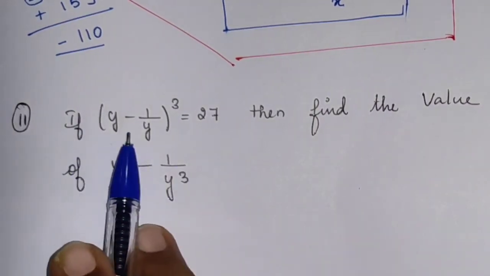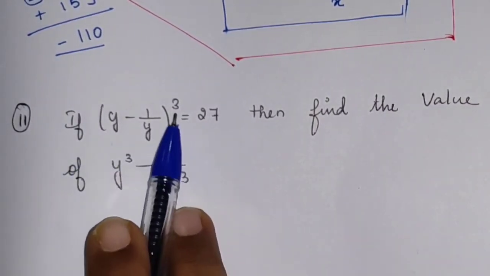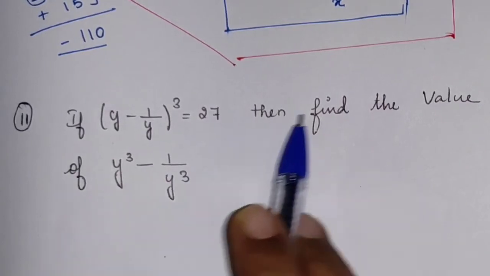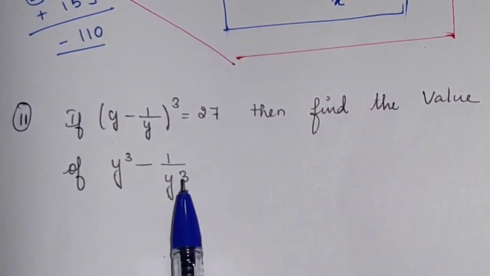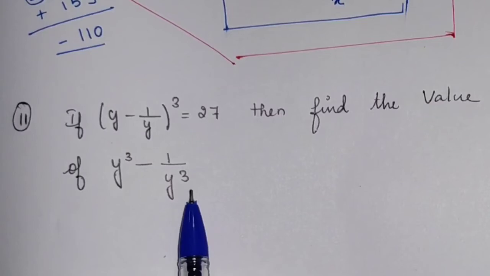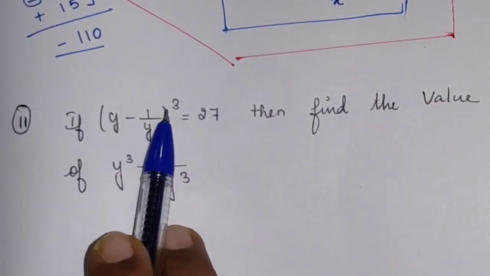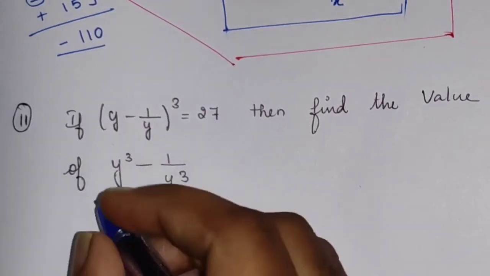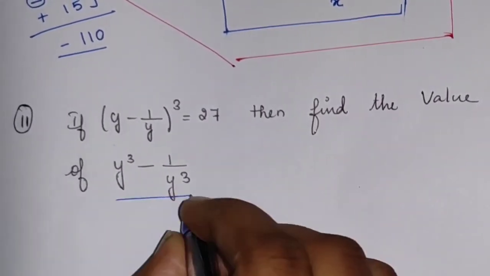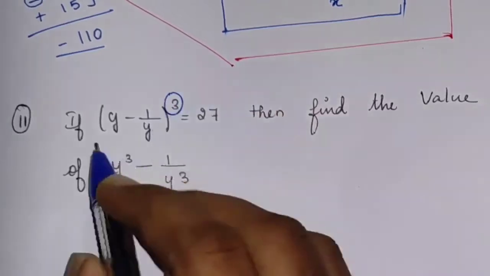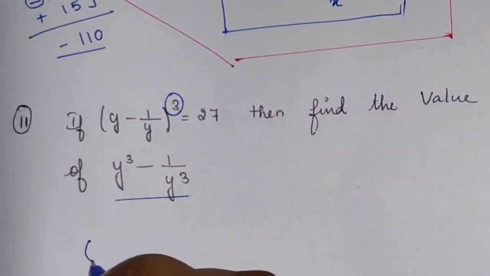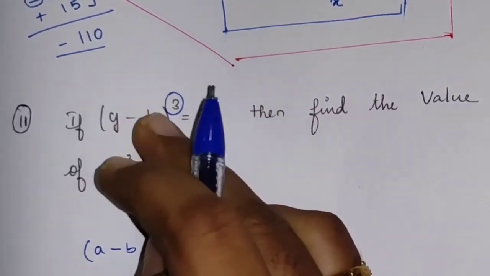Problem number 11. If y minus 1 by y the whole cube is equal to 27, then find the value of y cube minus 1 by y cube. Okay, so here the clue is the a minus b the whole cube formula. So first you write, we have to find this, where the clue is this, a minus b the whole cube. So you write a, what is given, no? For that you write the formula.